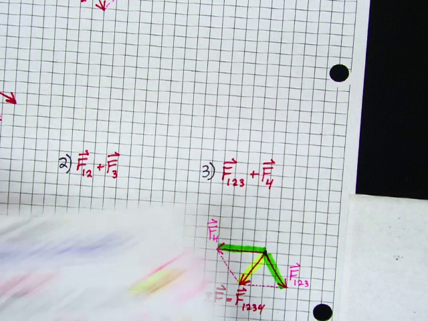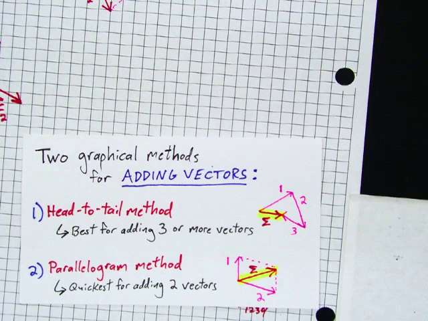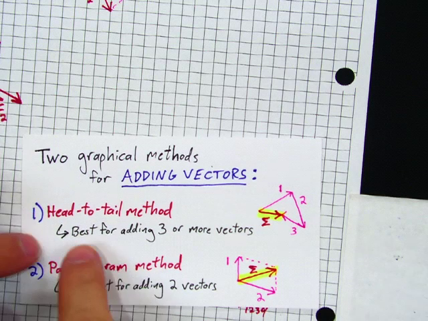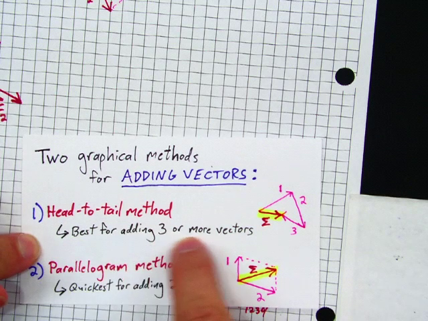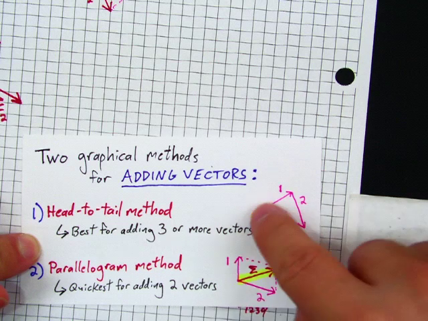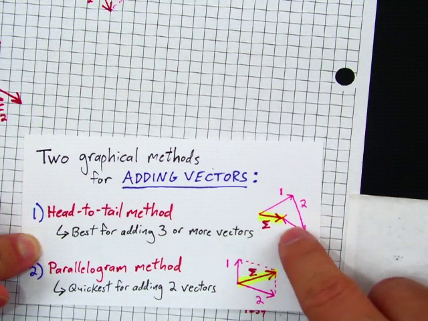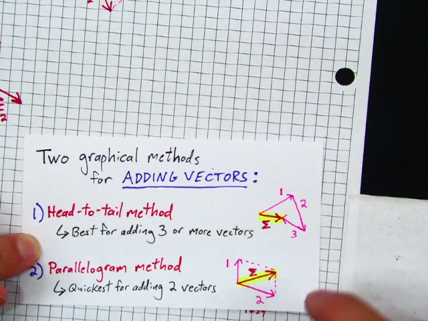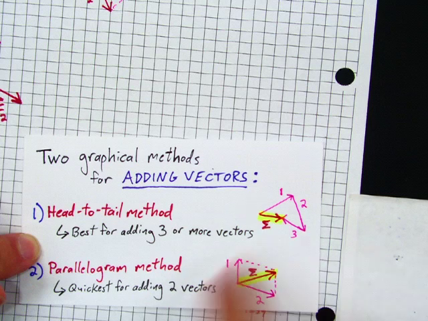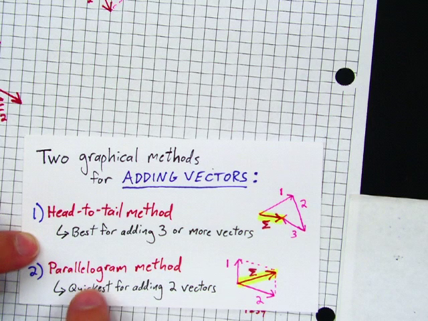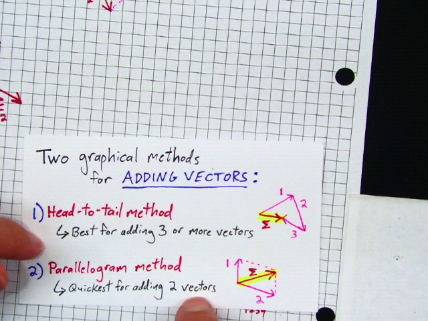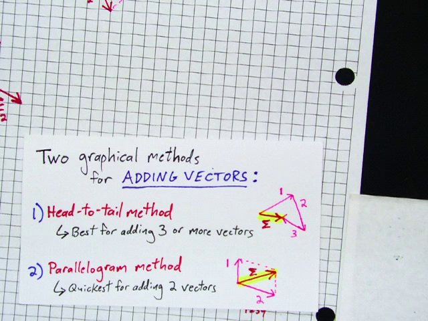I suppose to compare our two approaches here, our two graphical methods for adding vectors, first the head-to-tail method. That's really best if you have three or more vectors to add, because you can make a chain of vectors of unlimited length, add in as many vectors as you want, and you get the total sum of those three or more vectors. This parallelogram method here, it's quickest if you have just two vectors to add. If you have just two vectors, this is best.